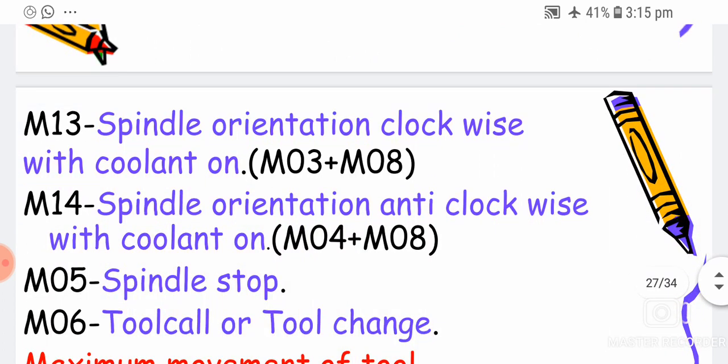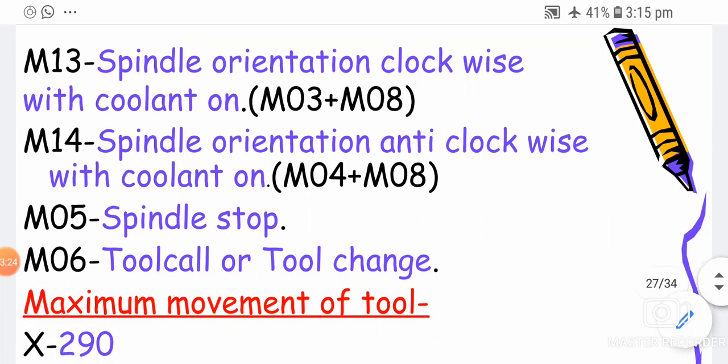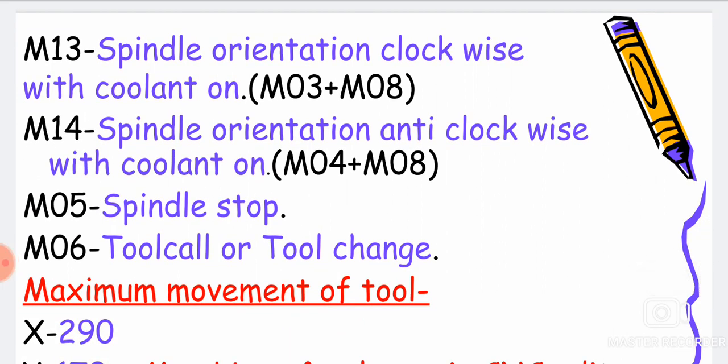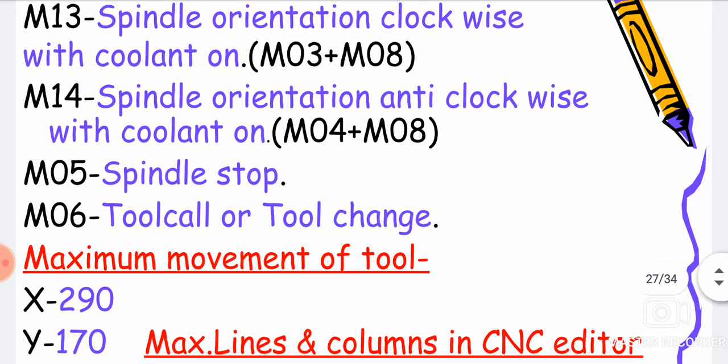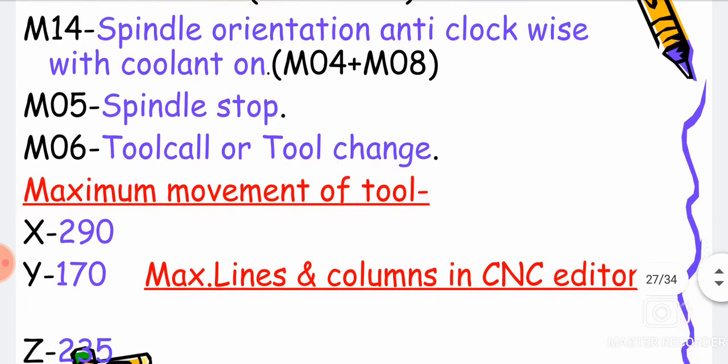M13 spindle orientation clockwise with coolant on, that is M03 and M08. Next, M14 spindle orientation anti-clockwise with coolant on, that is M04 plus M08. M05 spindle stop. M06 tool call or tool change.